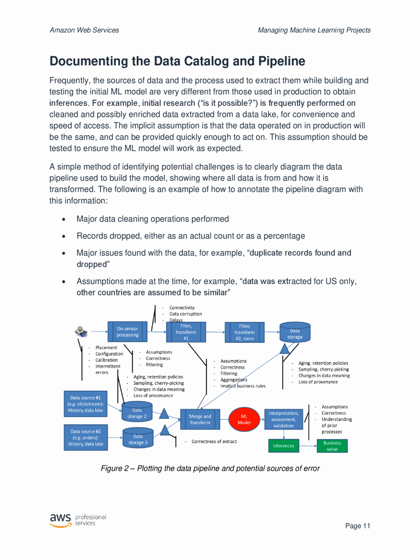A simple method of identifying potential challenges is to clearly diagram the data pipeline used to build the model, showing where all data is from and how it is transformed. The following is an example of how to annotate the pipeline diagram with this information. Major data cleaning operations performed. Records dropped, either as an actual count or as a percentage. Major issues found with the data, for example, duplicate records found and dropped. Assumptions made at the time, for example, data was extracted for US only, other countries are assumed to be similar.